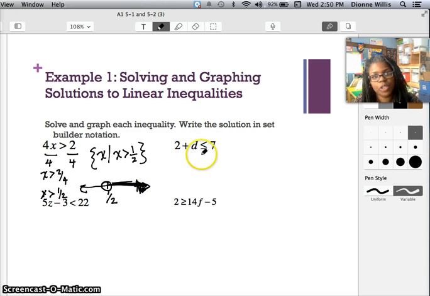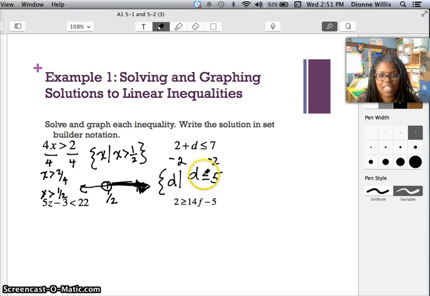So on both sides, I'm going to do what I usually do. I'm going to try to isolate this D by subtracting 2 on both sides. Subtracting is cool. It's not going to cause a flip. It's the multiplying or dividing of a negative number on both sides that's going to cause the flip. And I told you this example doesn't have any flipping going on. All right. So we've got 5, and so D is less than or equal to 5. I'm going to write that in set builder notation. All D such that D is less than or equal to 5 is my solution.